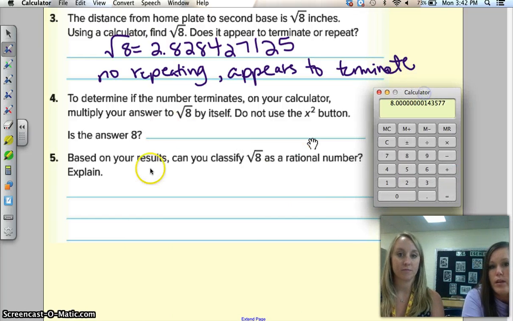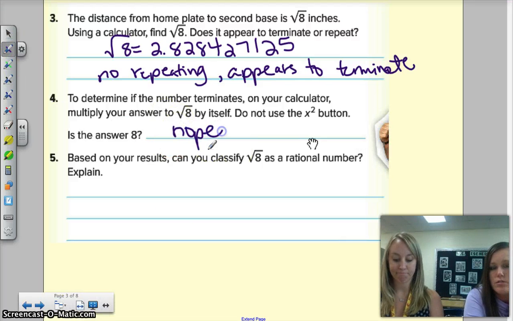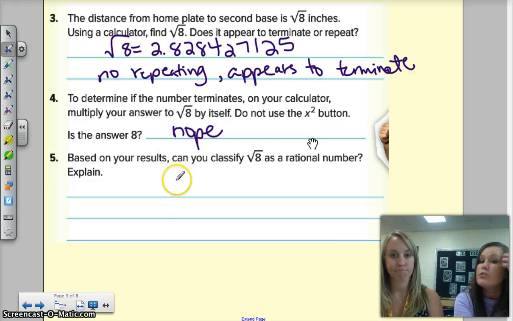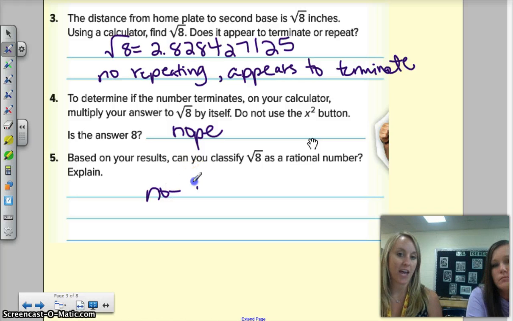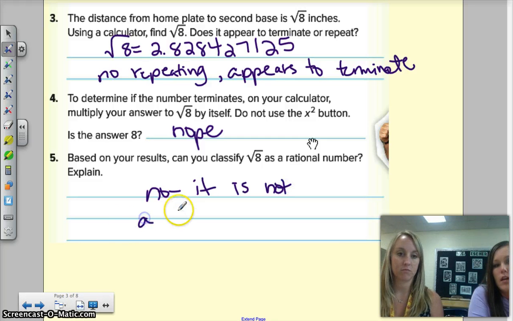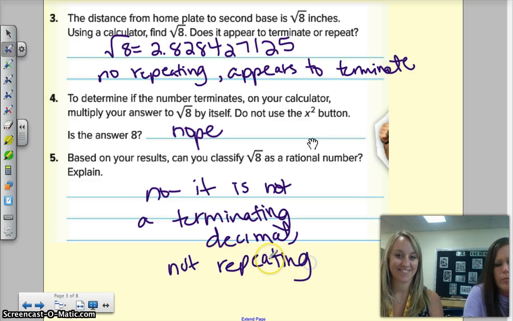So, is the answer 8? No. Based on this, can we classify the square root of 8 as a rational number? No, because it didn't come out to be 8 exactly. It is not a terminating or repeating decimal. I'm so sorry about my handwriting on this, guys.